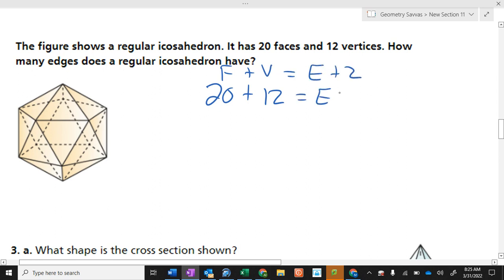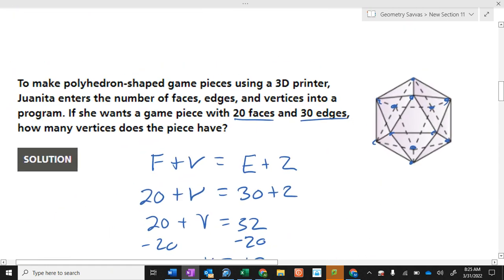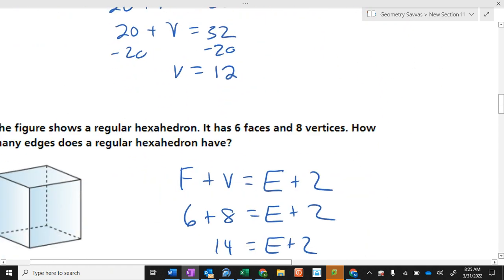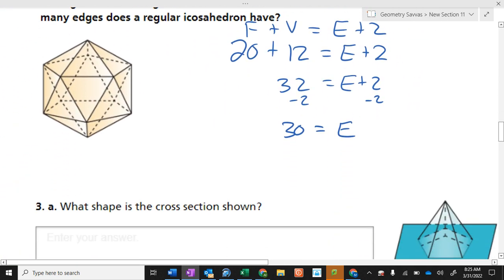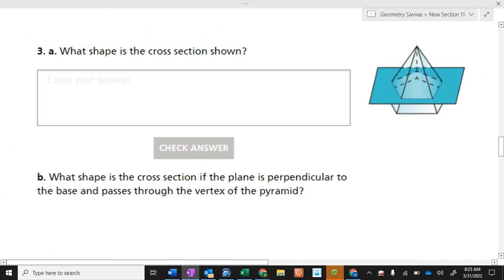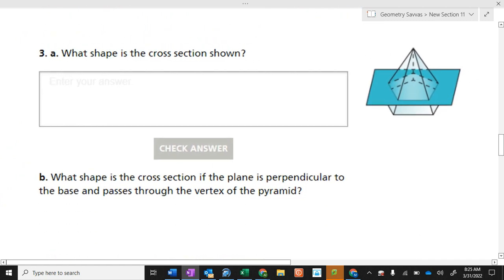How many edges will it have? Well, this is 32. So the number of edges, it'll be 30. Hey, that's what this one was. They're both regular icosahedrons. All right, now we get to the cross sections.